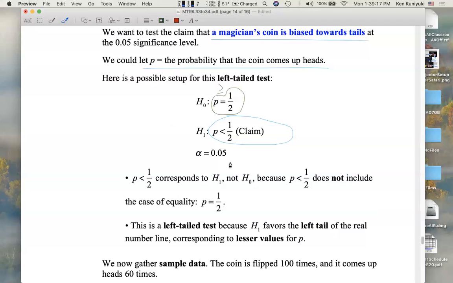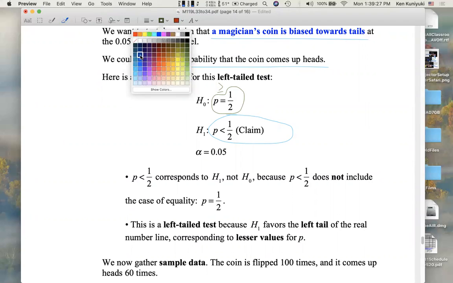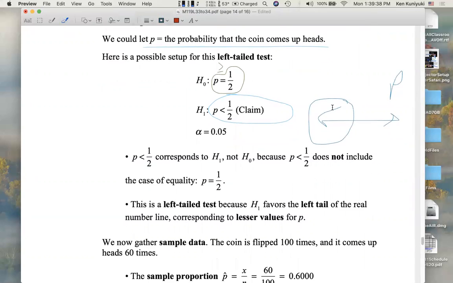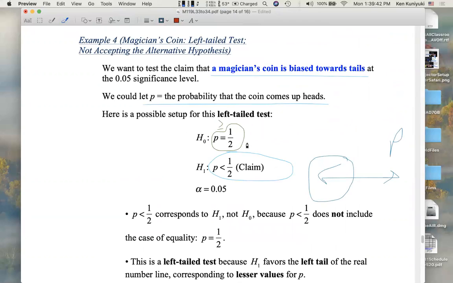Alpha equals 0.05, which is standard. And it's a left tail test because the alternative favors lower values of P, lesser values of P. So basically, if we reject the null in favor of the alternative, we have to have strong enough evidence that the coin is biased towards tails.